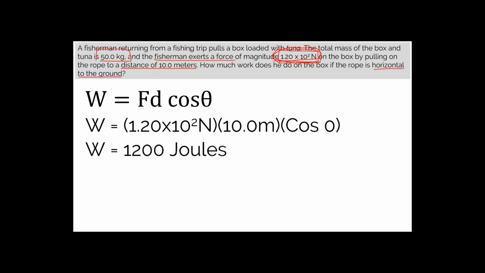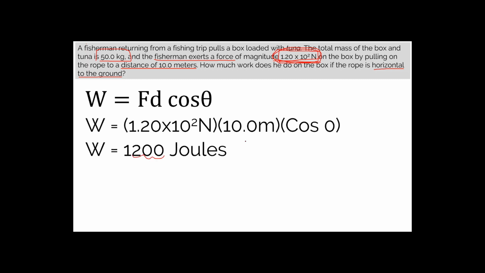So that is equal to 1,200 joules. Since the least number of significant figures we have is 3, we will convert this to 3 significant figures. Sir, 1,200 is only 2. How do we make it 3 significant figures? We will convert this to scientific notation so we can express this in 3 significant figures.